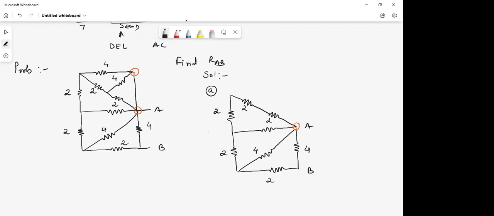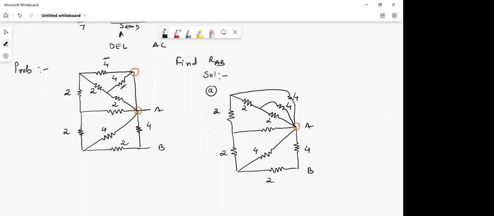See, this 4 ohms which was ending up over here, now it will end up over here. And this particular 4 ohms, which was ending up over here at the orange circle, now that will end up over here. Understood till here?